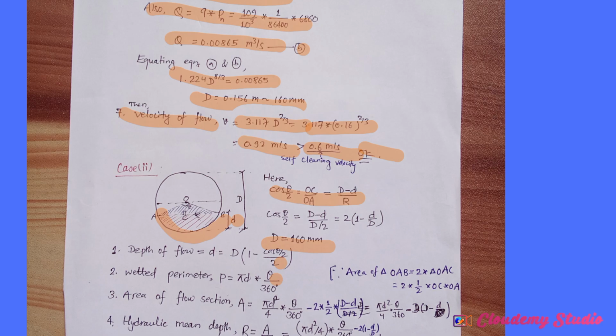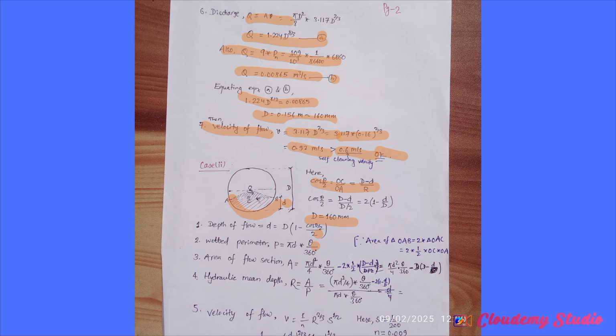The whole perimeter of the circular pipe is pi D, and only the part where the depth of flow is d, the depth of flow subtends angle theta at the center. That's why the wetted perimeter is pi D times theta by 360.